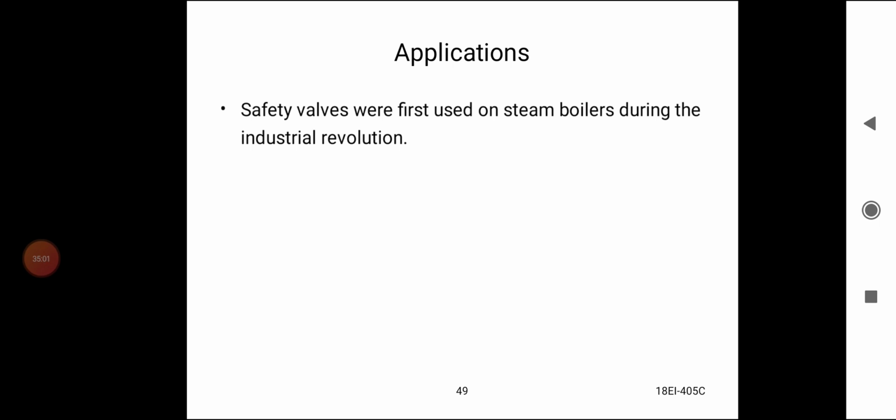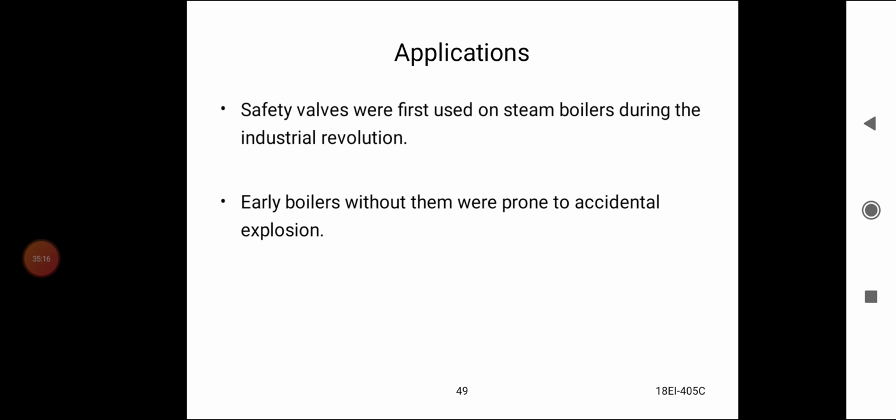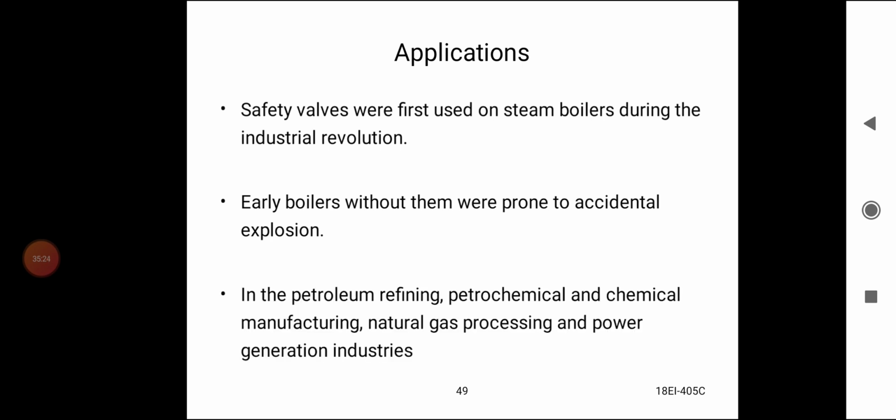Applications. Safety valves were first used on steam boilers during the Industrial Revolution. Early boilers without them were prone to accidental explosion. They are also used in petroleum refining, petrochemical and chemical manufacturing, natural gas processing and power generation industries.